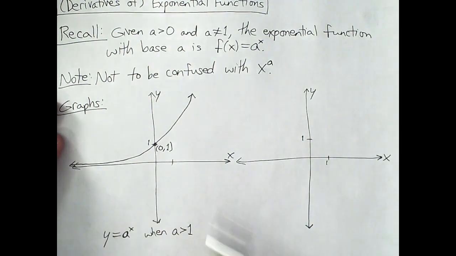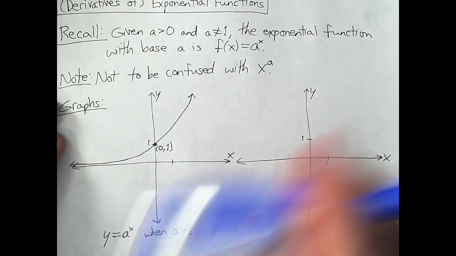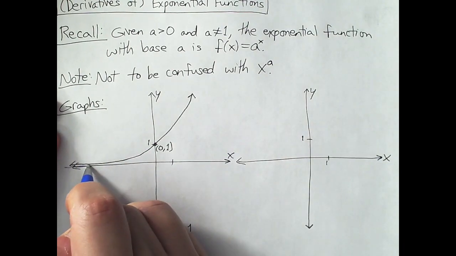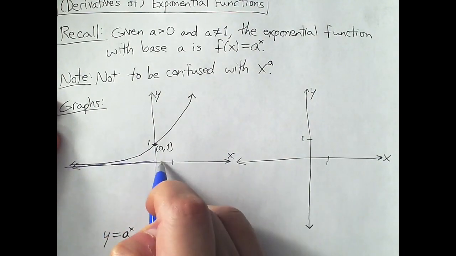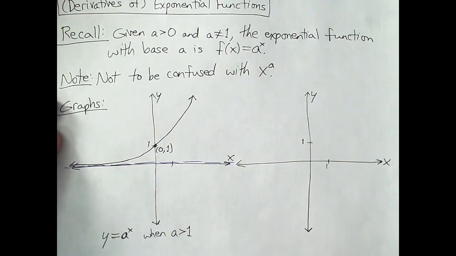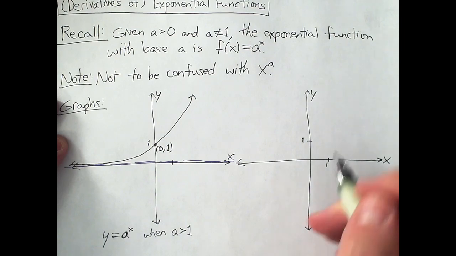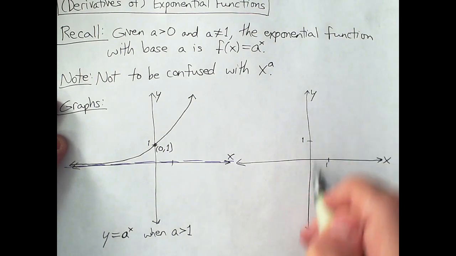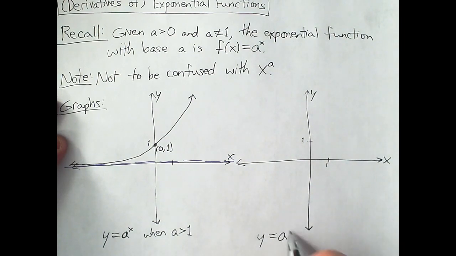One other feature that I will maybe do in blue here is there is a horizontal asymptote on the x-axis. So the graph approaches that line but never quite touches it. Over here, if we talk about the other case, that's going to be y equals a to the x. Again, this is just a quick review before we get to the derivative part.